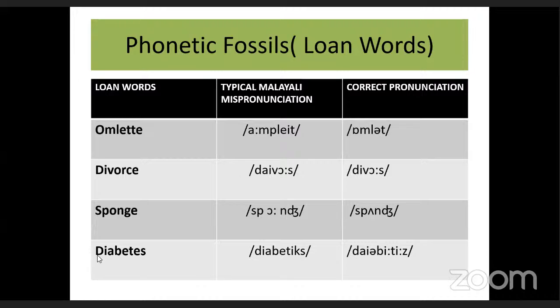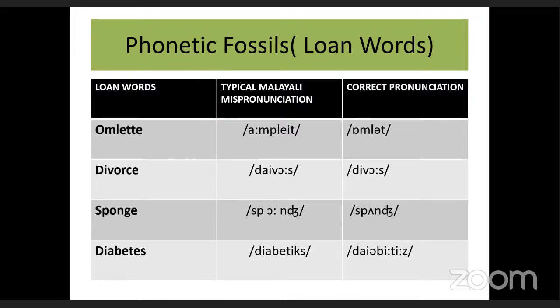Next one, look at the spelling and read the word. Now look at the phonetic transcription for the correct pronunciation of the word. We have diphthong sounds, we have triphthong sounds. The pronunciation is diabetes. And how do we pronounce it commonly? Diabetics. That is the mispronunciation. The correct pronunciation is diabetes.